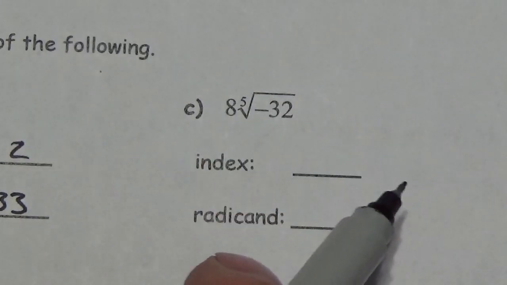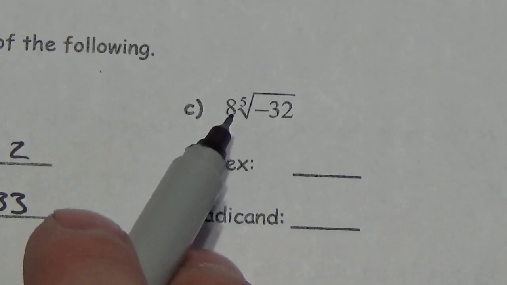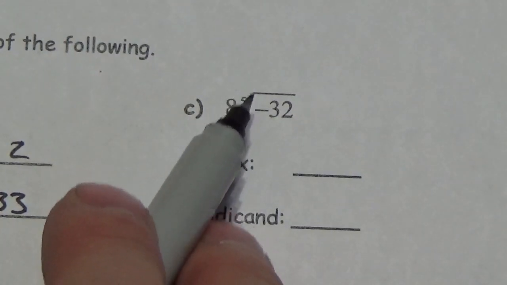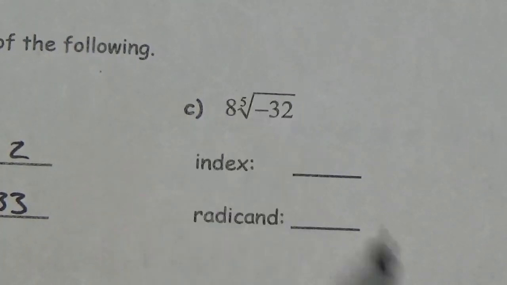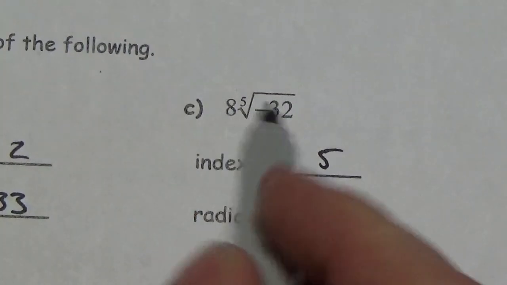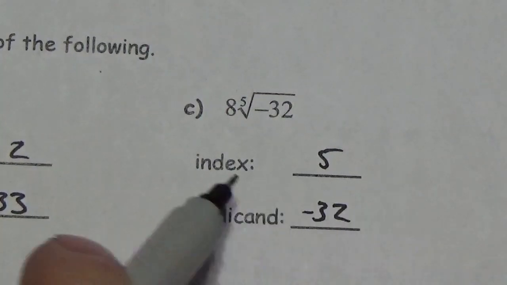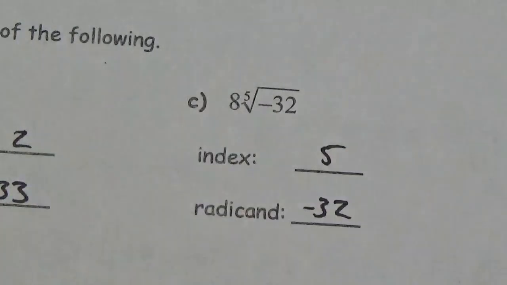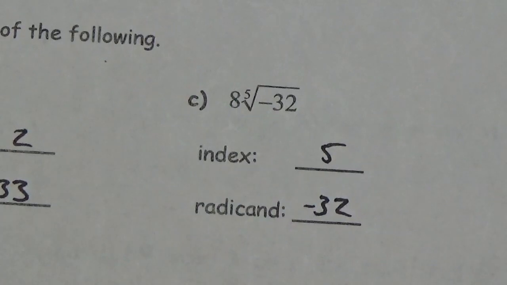Here, now don't get thrown off by that extra number out front. This is actually the coefficient. The index is the number that sits in the little V part of the root symbol, so it's going to be 5. The radicand is the number underneath. Again, don't let that number out front confuse you. It's just the coefficient of the radical.